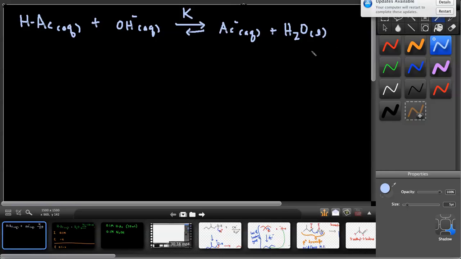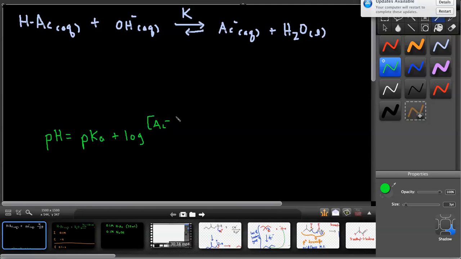This particular equilibrium is best represented with the Henderson-Hasselbalch equation. And the Henderson-Hasselbalch equation yields that pH is equal to the pKa of the parent acid plus the log of acetate in terms of its concentration, or how many moles there are, that also works, divided by the concentration of the undissociated acetic acid.